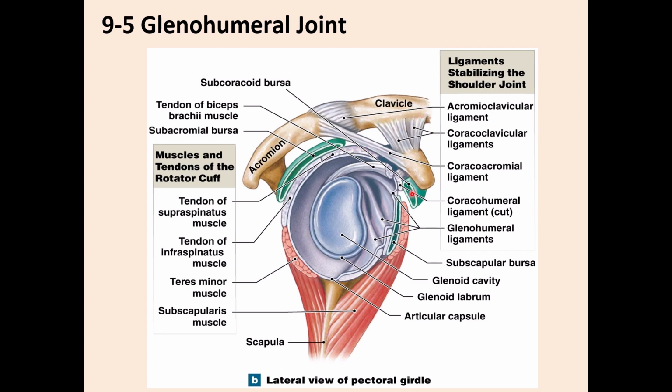You also see these bursae here. One is below the coracoid, so subcoracoid. This is below acromion, so subacromial, and this is below the subscapularis muscle, so that's called subscapular bursa, because there's a lot of mobility in the shoulder joint, so you have multiple bursae there.